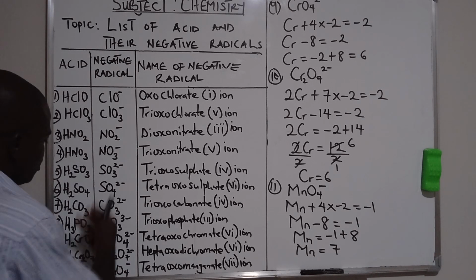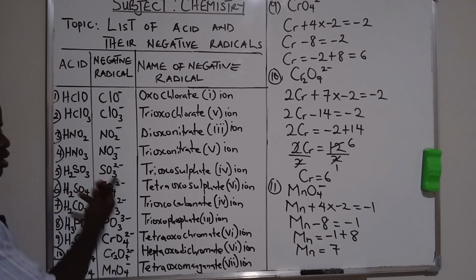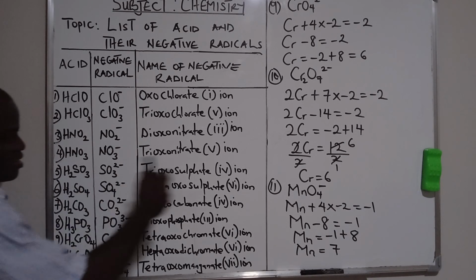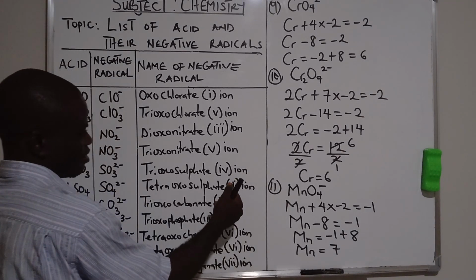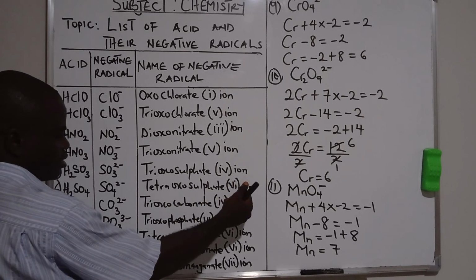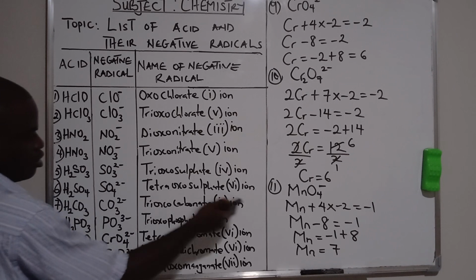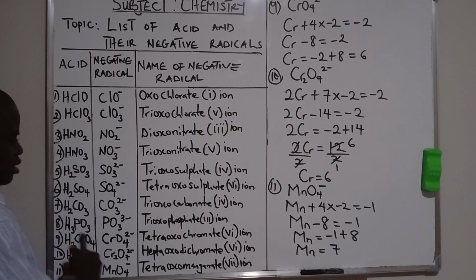Okay, but when you're naming it with acid, you will not call it radical. Let me say we are naming it with this acid now, it will be tetraoxosulfate 6 acid instead of ion. But when you're naming a radical, you just call it ion. But when it is acid, you end it with acid.